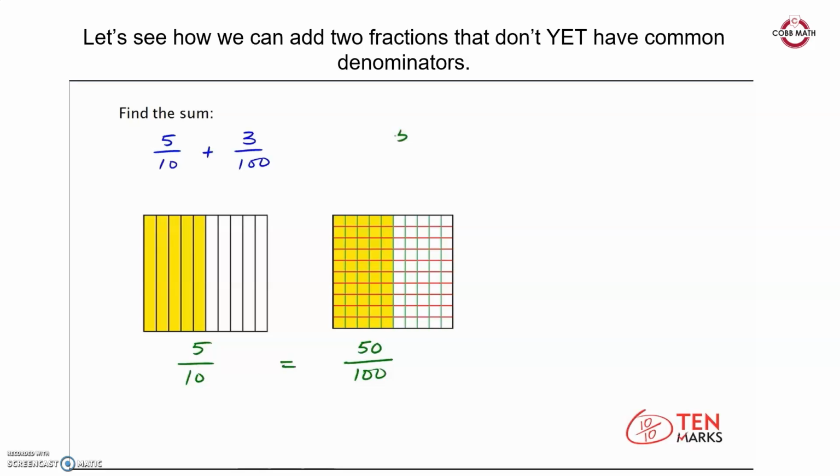So now let's rewrite our addition sentence as 50 hundredths, because that's equivalent to 5 tenths, plus 3 hundredths. Now both these fractions have the same denominator, so we can add by keeping the denominator the same and then adding the numerators. 50 plus 3 is 53. So the sum is 53 hundredths. And that means that 5 tenths plus 3 hundredths equals 53 hundredths. And we were able to do that by writing an equivalent fraction with a denominator of 100.